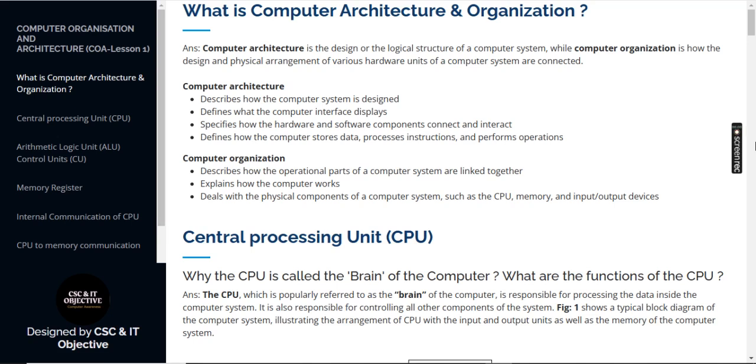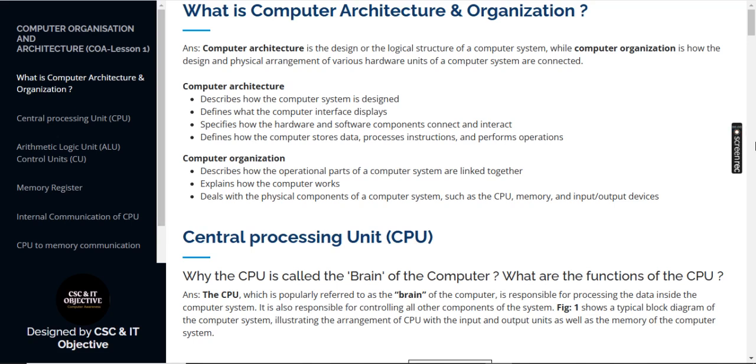Computer architecture describes how the computer system is designed. It defines what the computer interface displays, and specifies how the hardware and software components connect and interact. Computer architecture defines how the computer stores data, processes instructions, and performs operations.